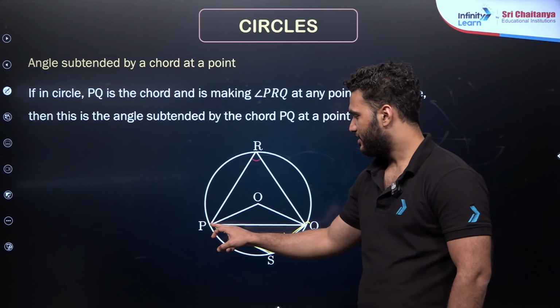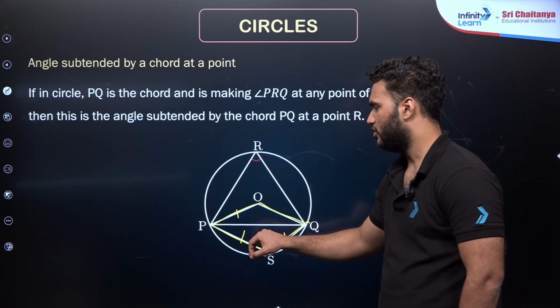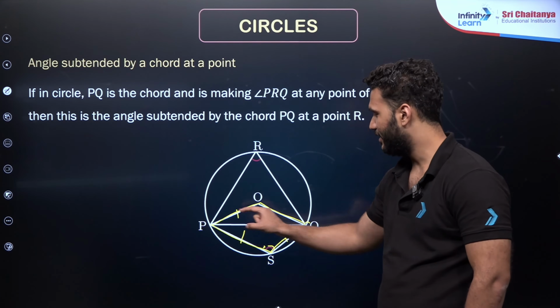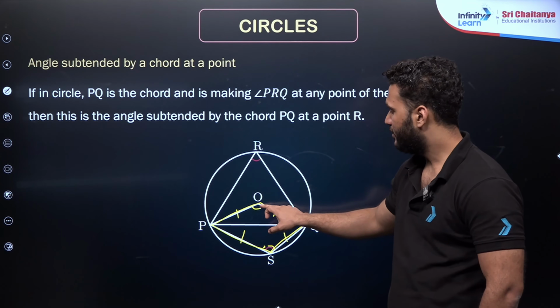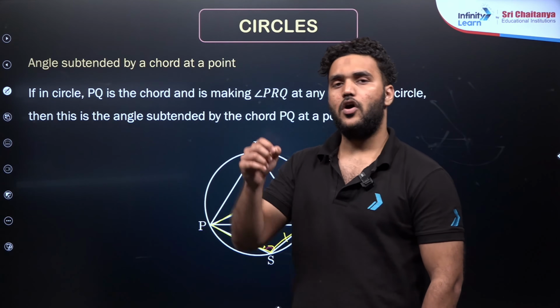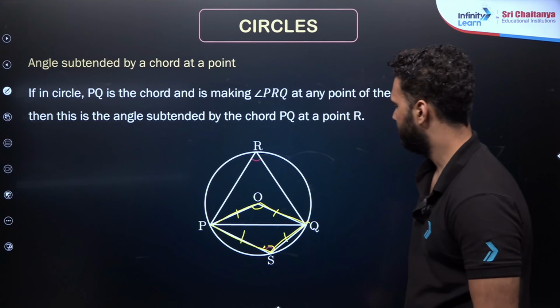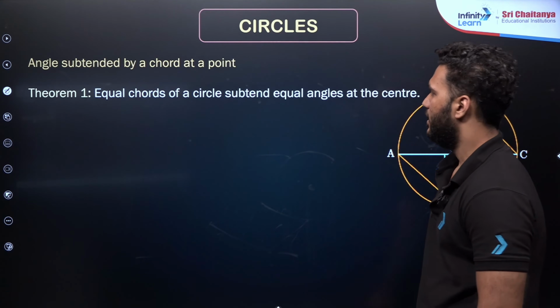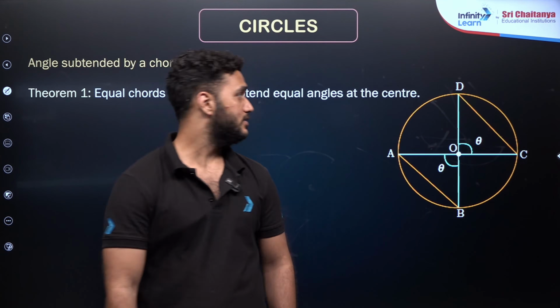But if you connect these two points with the center, what will you get? Sir, this is not a chord but a radius. Yes, it's a radius, and this is also a radius. So you will get another angle. We call this angle subtended by the chord at the center. Okay, are you clear with these terms? Equal chords of a circle subtend equal angles at the center.